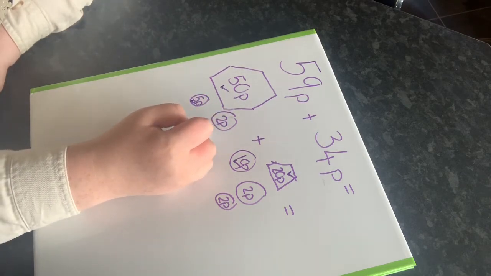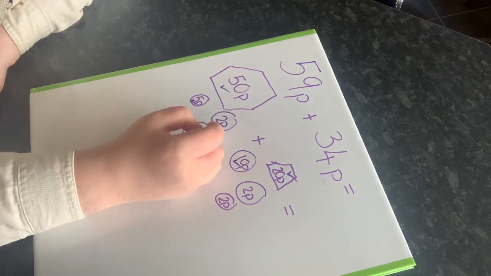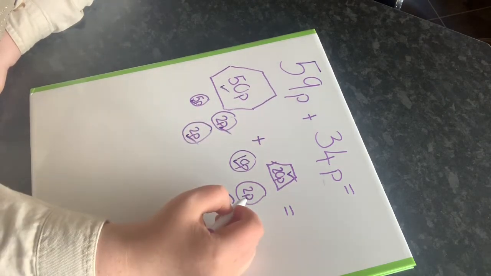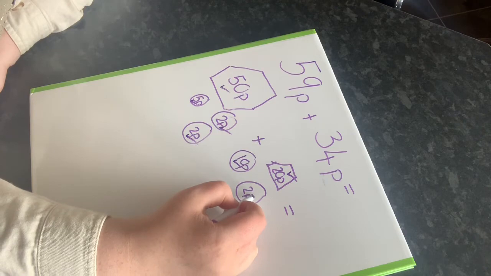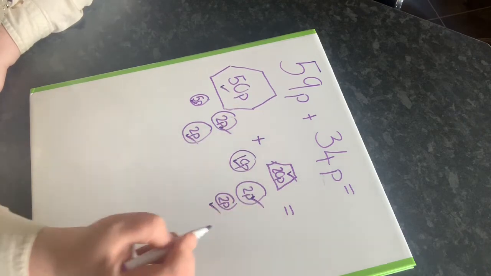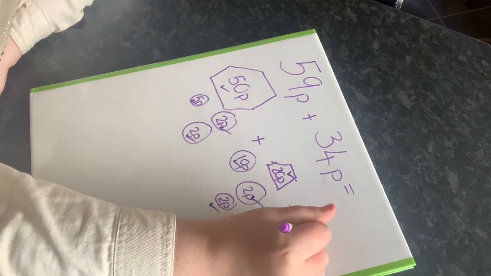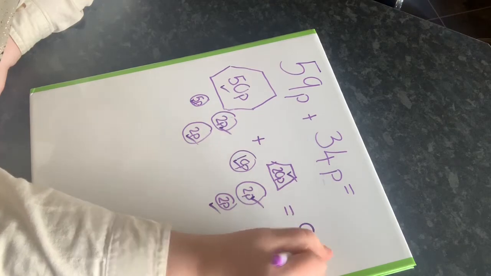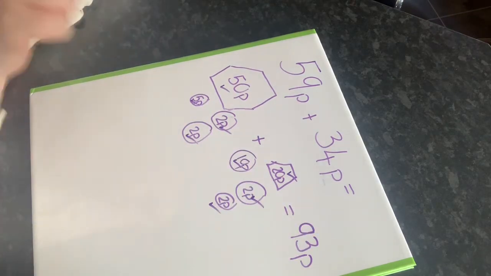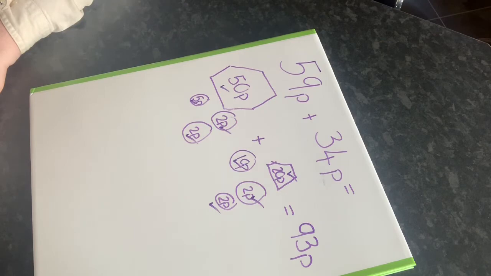Add 2p is 87 pence. Add 2p is 89 pence. 89 add 2 is 91 pence. Then add another 2 is 93 pence. So that is how you can do it using the coins to help you. You can do it in your head if you wish and you find that easier.